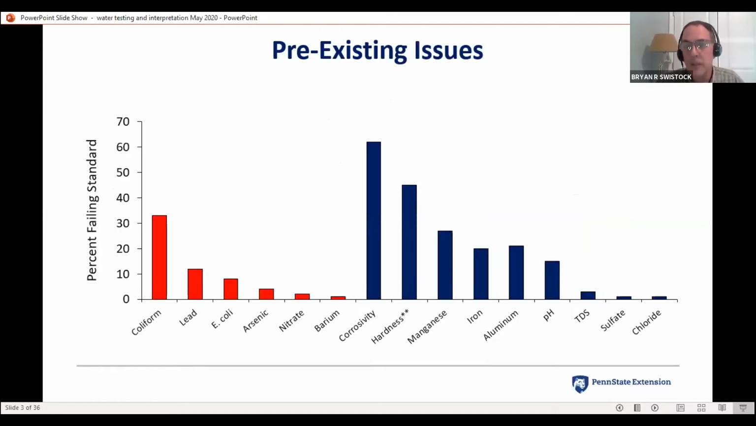But these are some of the pre-existing issues that we see. The red are health-based issues, the blue are aesthetic issues, and this is showing the percent of private water systems in Pennsylvania, based on numerous research projects that we've done, that fail drinking water standards for these individual parameters. The only one I'll point out is hardness, which is one of the blue. It does not have a true standard, so that's just showing water that's considered hard, but the rest do have standards.